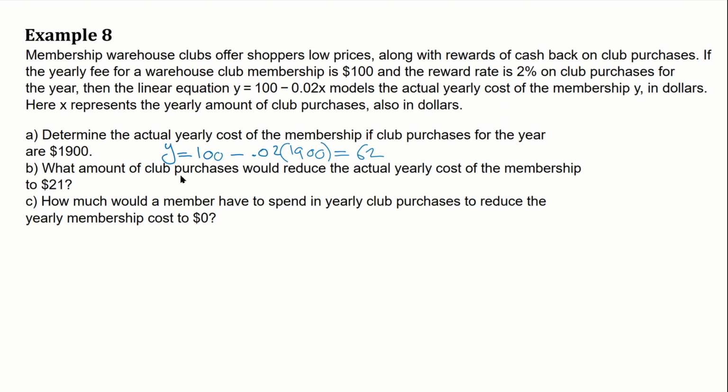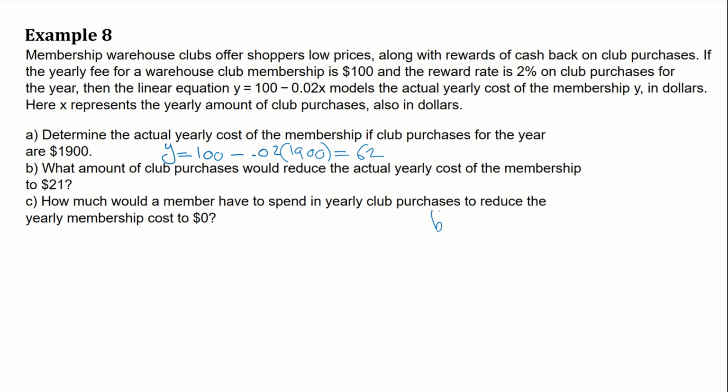For the next part, what amount of club purchases would reduce the actual yearly cost of the membership to $21? So notice they're giving you a twist here. They're not giving you how much you're spending per year. They're saying, hey, you want this amount y, which is the actual yearly cost of your membership, to be $21. So how much would you have to spend so that, after all the reduction, your actual membership dues have only been $21? So here, we're just going to set it up like this, right? So let me set this one up over here.